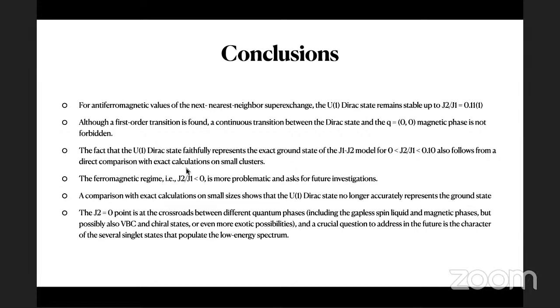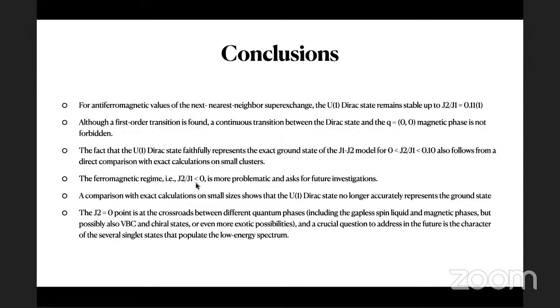And this follows from a direct comparison of the exact calculations on small clusters. The ferromagnetic side, as I said, is more problematic. The Dirac state loses accuracy completely, and it no longer represents a good state, at least on 36 sites. But we were unable to find any better state.